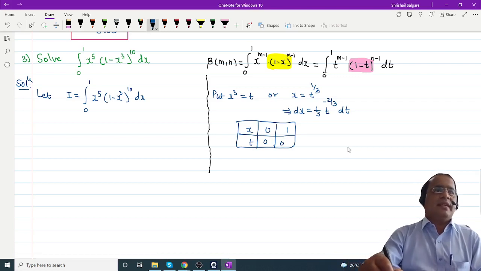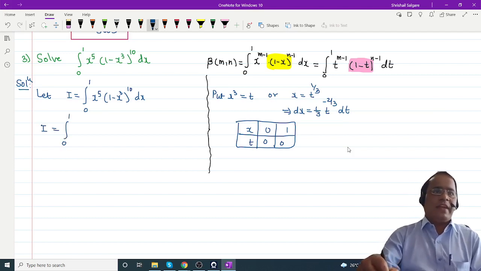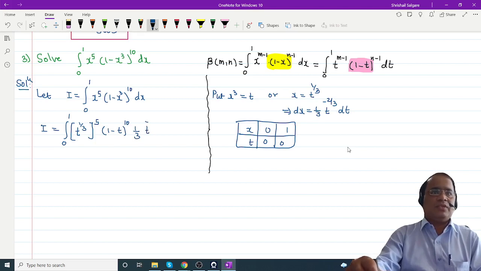That's why I will substitute directly into this integral. Therefore, this integral I is given by new limits, from 0 to 1. The value of x is t raised to 1 by 3, and that bracket is raised to 5. The second bracket comes as 1 minus t raised to 10, and for dx I have to write 1 by 3 into t raised to minus 2 by 3 dt.